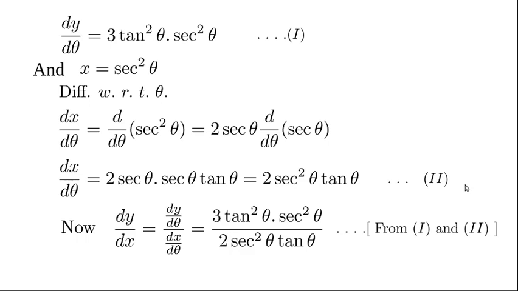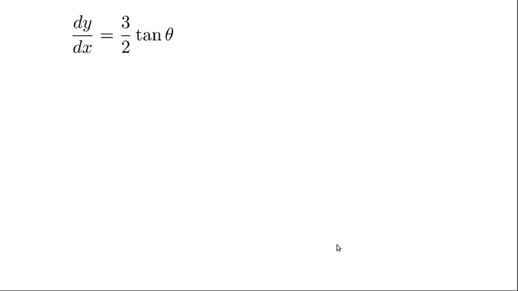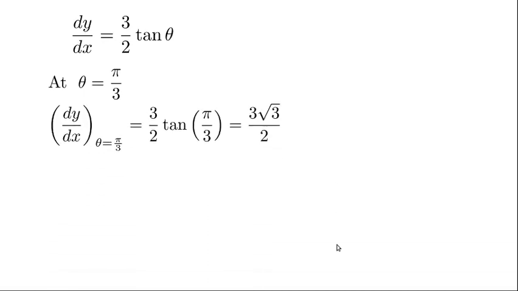Now dy/dx equal to (dy/dθ) upon (dx/dθ), and substitute the values of dy/dθ and dx/dθ here. So here tan θ cancelled, 2 sec²θ gets cancelled, 3 upon 2 they remain as it is. Therefore dy/dx equal to 3/2 tan θ. And now here we put the value of θ equal to π/3. So we get dy/dx at θ equal to π/3 equal to 3/2 times tan π/3. Tan π/3 is root 3. Therefore dy/dx at θ equal to π/3 is 3 root 3 upon 2.